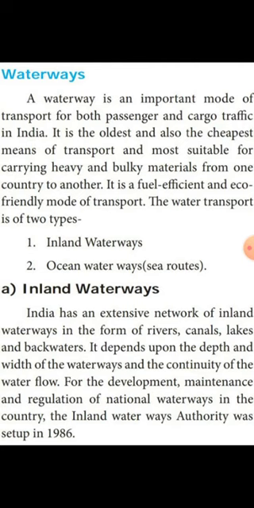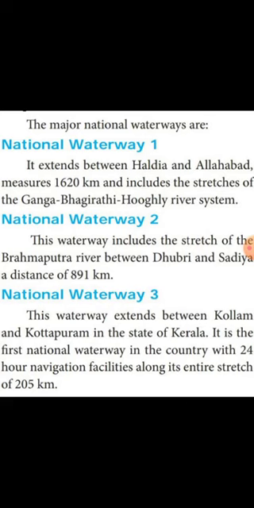Then waterway transport is of two types. What are the two types of waterways? Very good. Inland waterways and ocean waterways. Ocean waterways means sea routes. The first one is inland waterways. It is an extensive network of inland waterways. The sources of inland waterways are rivers, canals, lakes and backwaters. For the purpose of maintenance and development of these inland waterways, the Inland Waterways Authority was set up in 1986.